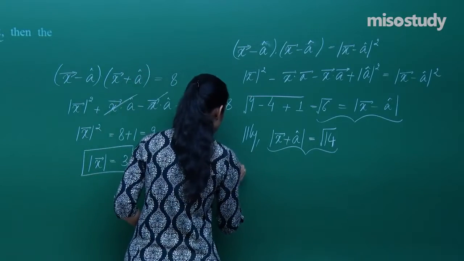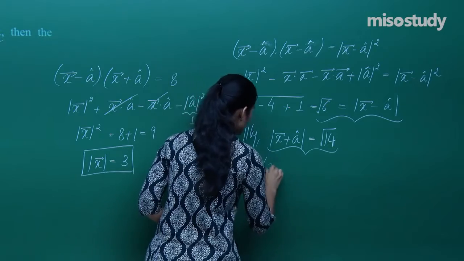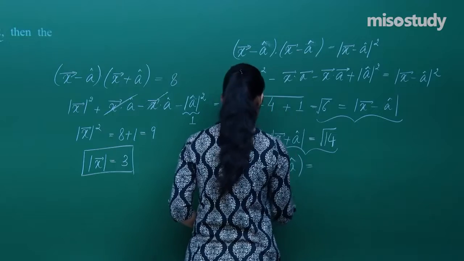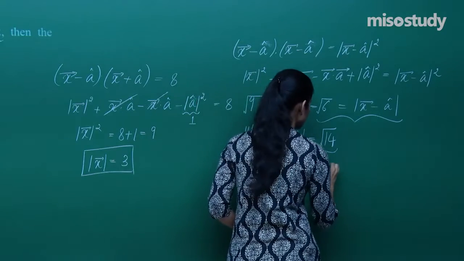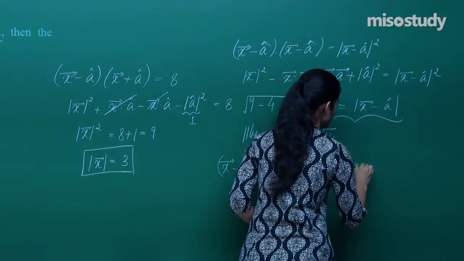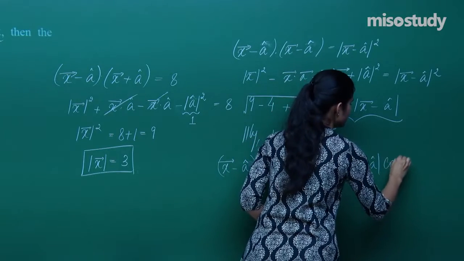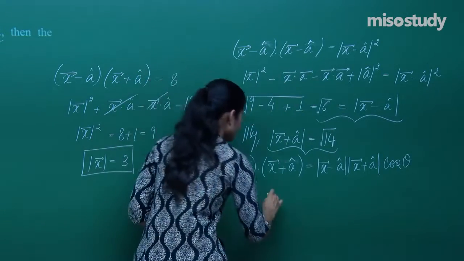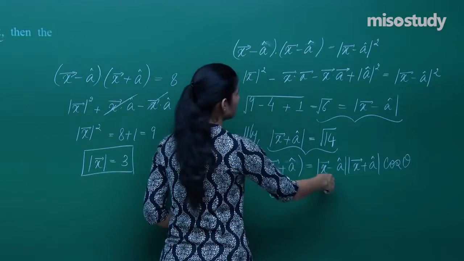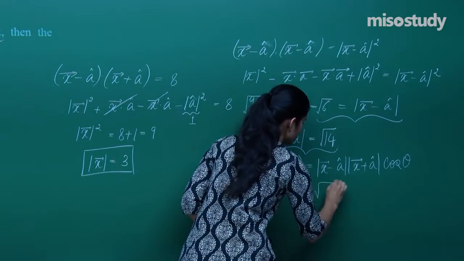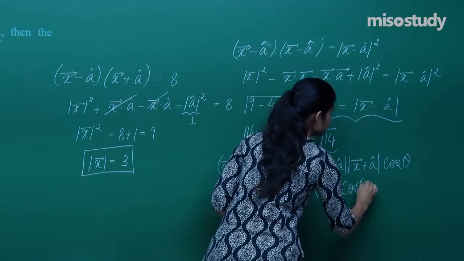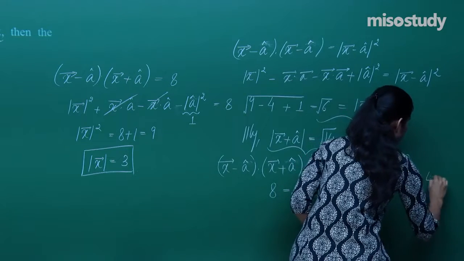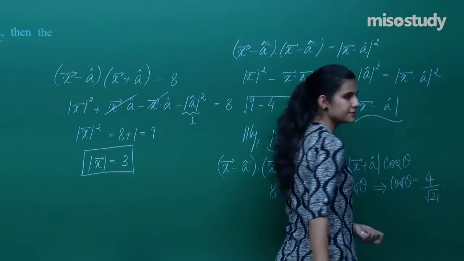That is going to help us because x minus a dot x plus a is equal to, so this is again a cap, mod of x minus a mod of x plus a cos theta, where theta is the angle between these two vectors, x minus a and x plus a. This is already given in the question as 8. Mod of x minus a you found as root 6. This you found as root 14 cos theta. And thus cos theta comes out to be 4 by root 21.